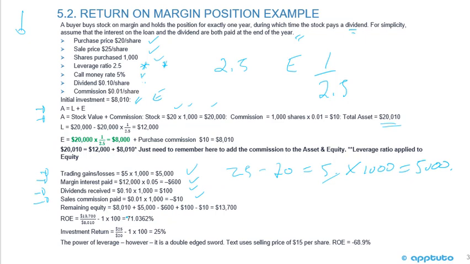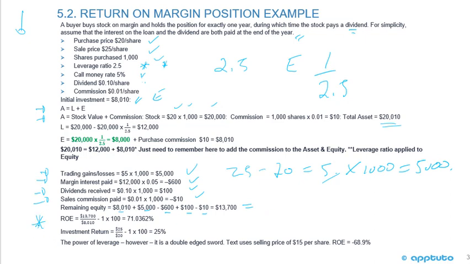So you can see then we're just looking at the value of our equity. We had initial equity of 8,010, plus the 5,000 that we gained on the trade, minus the 600 that we paid on the interest, plus 100 on the dividend, minus the 10 on the commission, means our equity is 13,700. So again, as I said, assets equals liabilities plus equity.